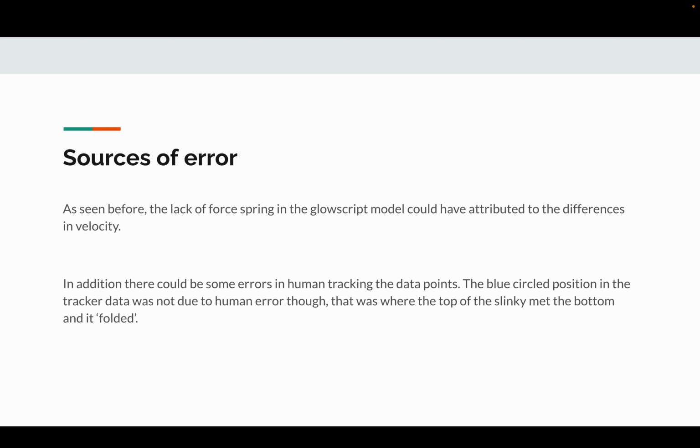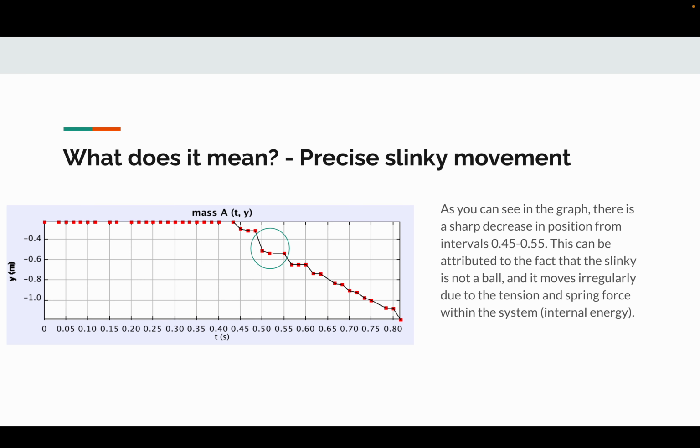In addition, there are probably slight errors in tracking the data points. The blue circle position that I highlighted before wasn't due to error, but some errors, such as the y, could have been 0.01 or 0.05 off, just due to clicking the top of the slinky slightly off. So what does it mean? As you can see in the graph, this is the blue position where the slinky moves irregularly due to how the slinky is shaped. This is attributed to the fact that the slinky is not a ball, and it moves irregularly due to tension and spring force within the system, or the internal energy.